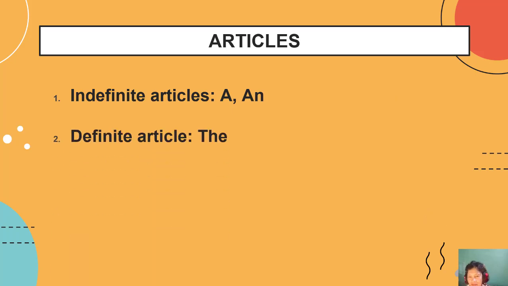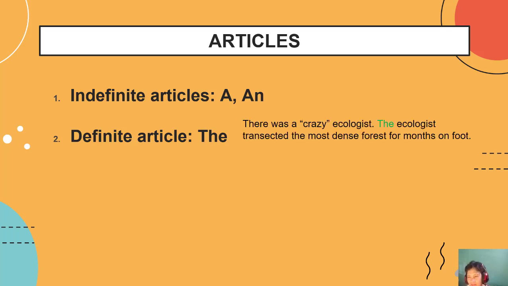And then the second is definite article. Why is it definite? Because I will give you examples. There was a crazy ecologist. The ecologist transected the most dense forest for months on foot. The ecologist, it is definite. Ecologist becomes definite because it has been mentioned before, or in the previous sentence we have mentioned it.